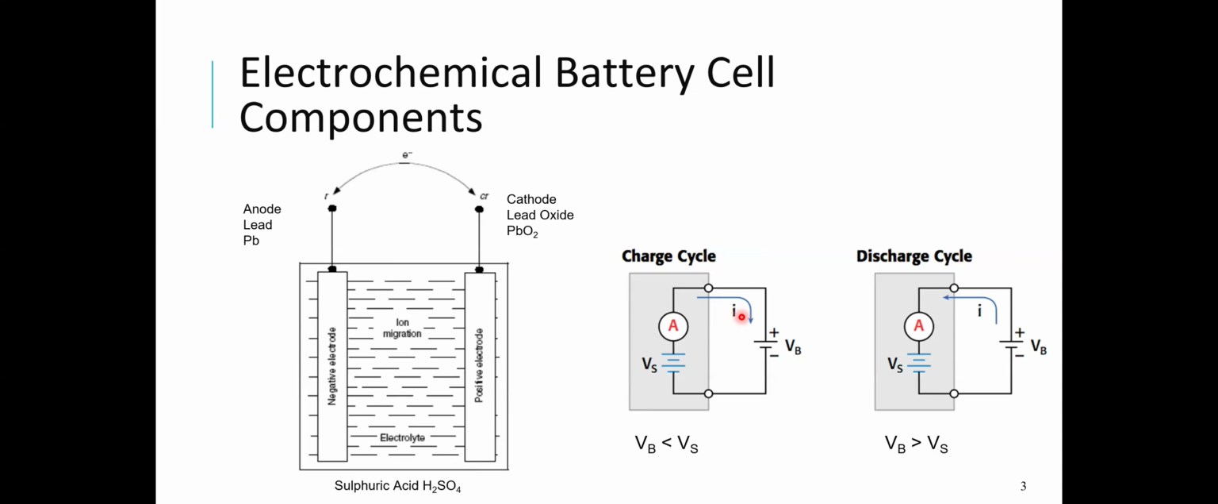The current is really just, what actually flows through the wire is the electrons, but we use this term called the current to represent the opposite flow of the actual electrons. And then the discharge cycle, we have the opposite, where the voltage of the battery is larger than the voltage of the source. So we would typically connect a charger to the battery, and here we could connect, for example, an electric motor to the battery, or whatever the load may be connected to the battery.